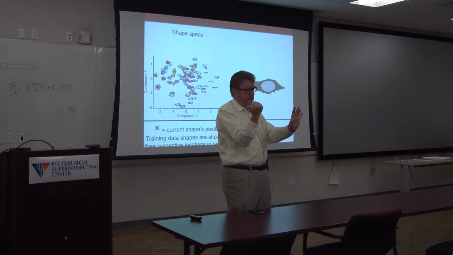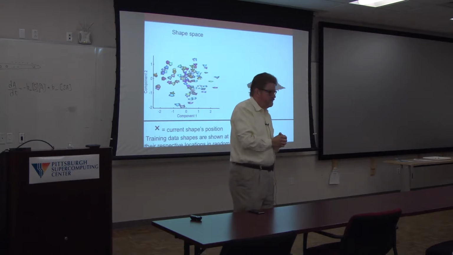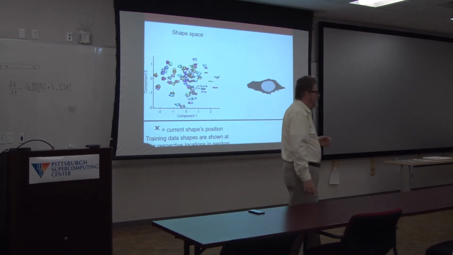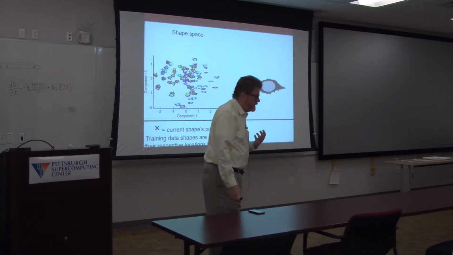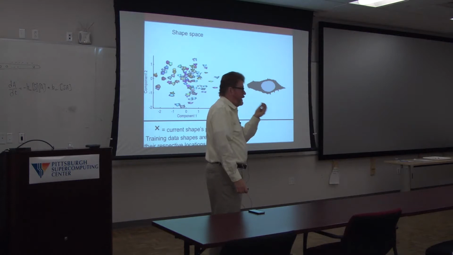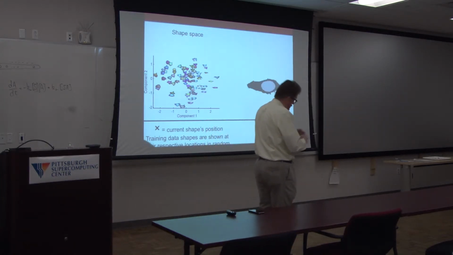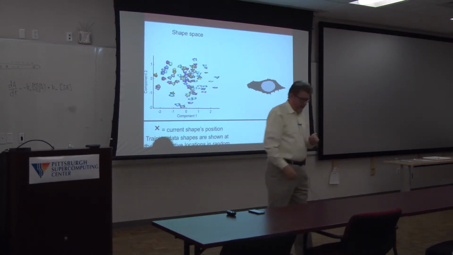Yeah? But isn't that an ill-posed problem for non-convex shapes? Well, it's not ill-posed. There is always such a solution. Yeah, but it might not be unique, and therefore the distance might not be unique. Absolutely correct. Yes.